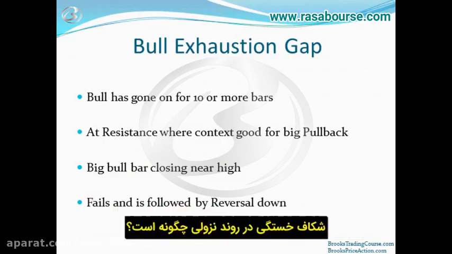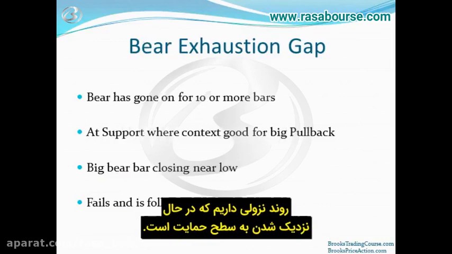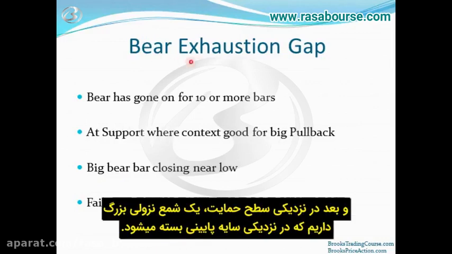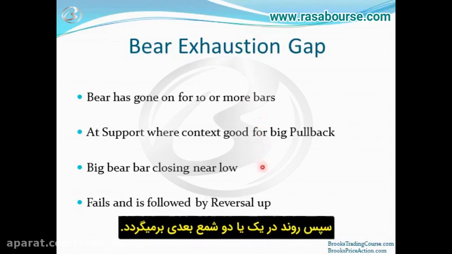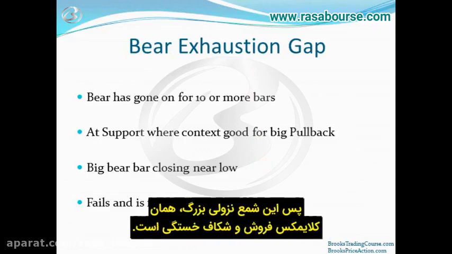A bear exhaustion gap, you have a bear trend and it's getting close to support, and then you suddenly have a very big bear trend bar closing near its low, right near support. It reverses up in the next bar or two. That big bear trend bar is a sell climax and an exhaustion gap.